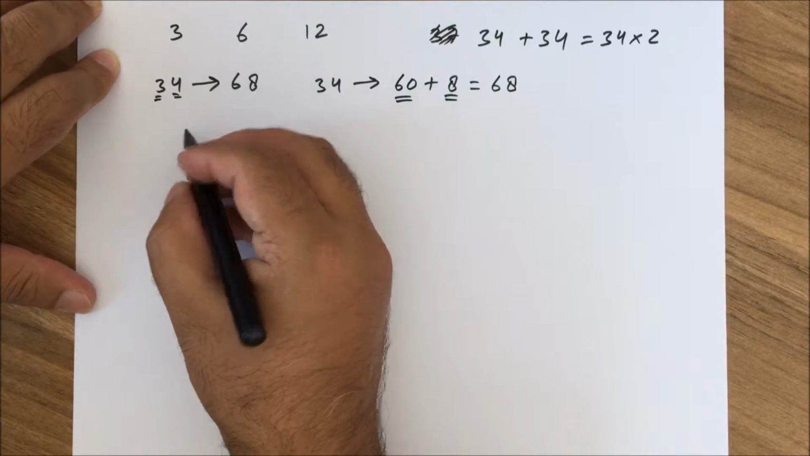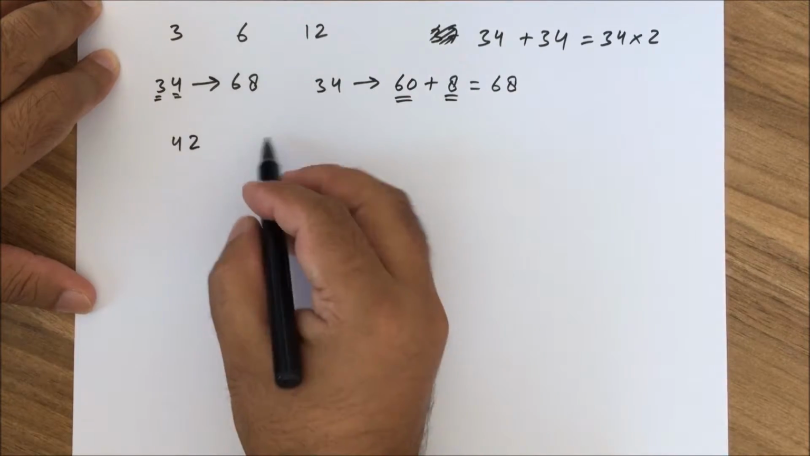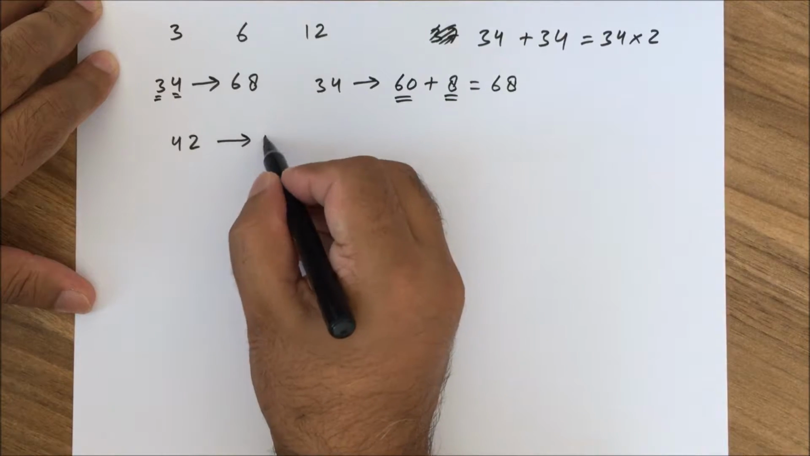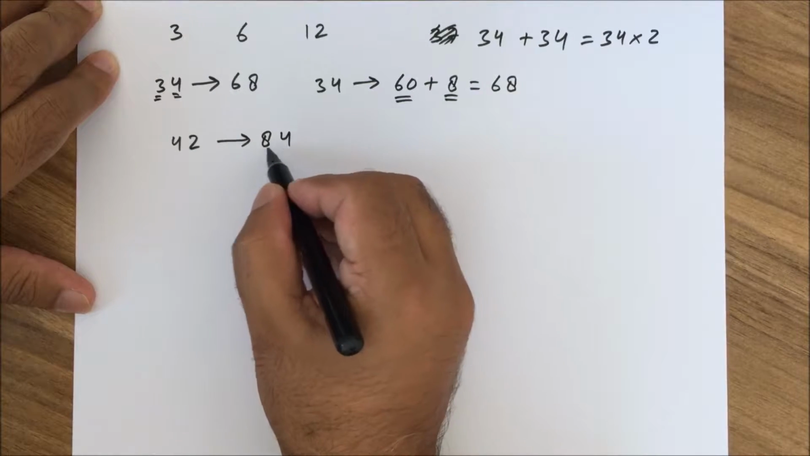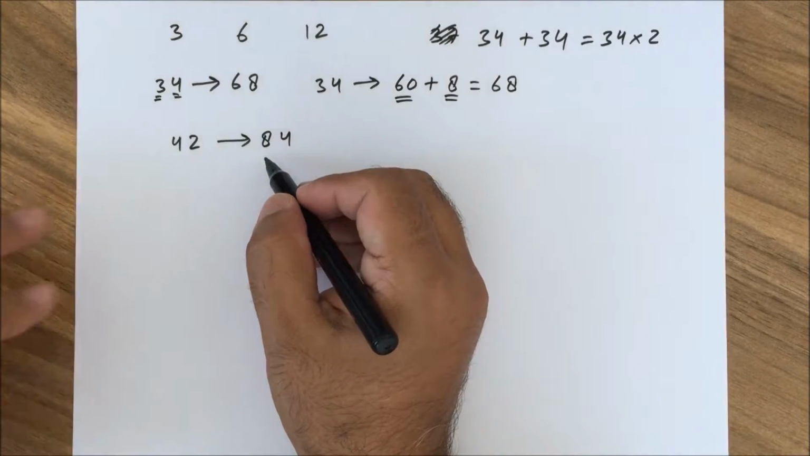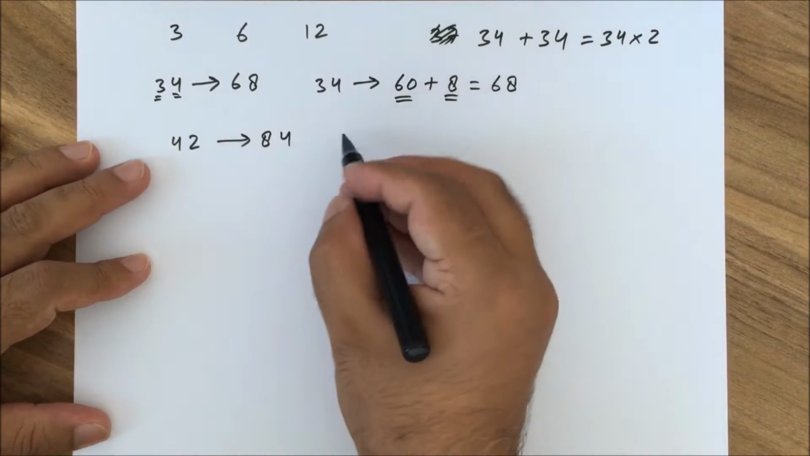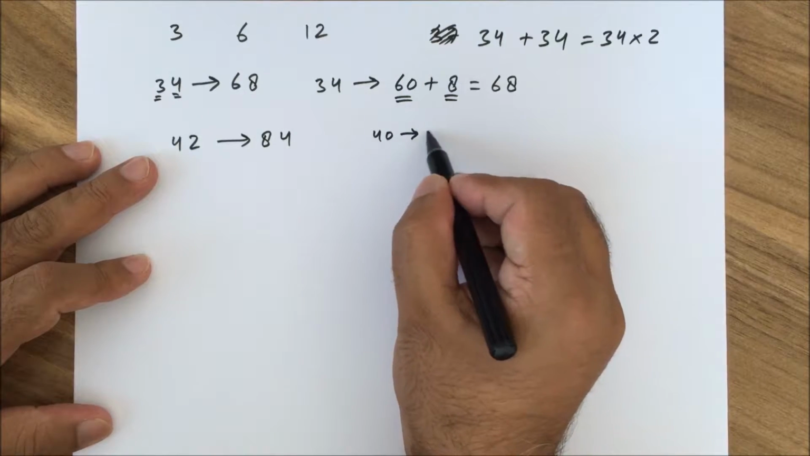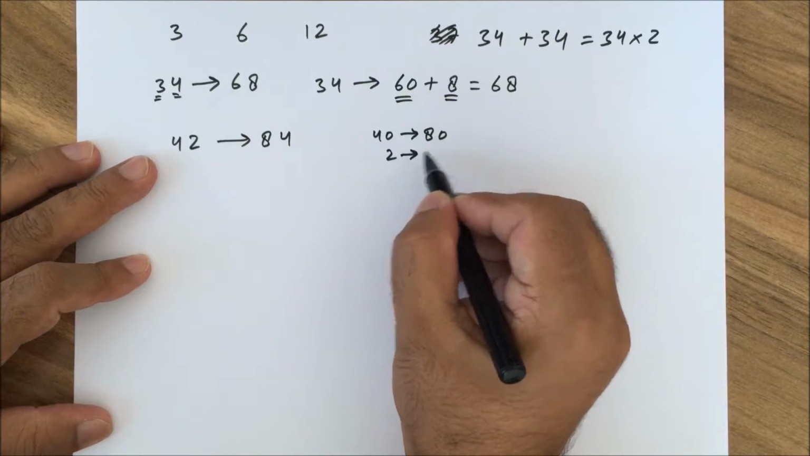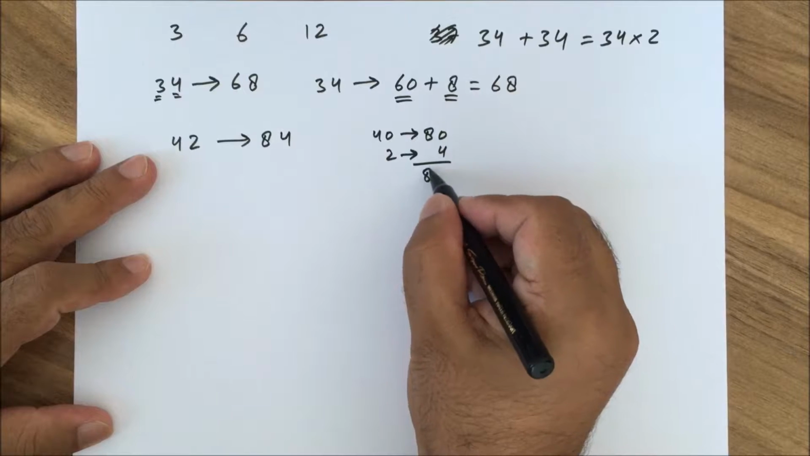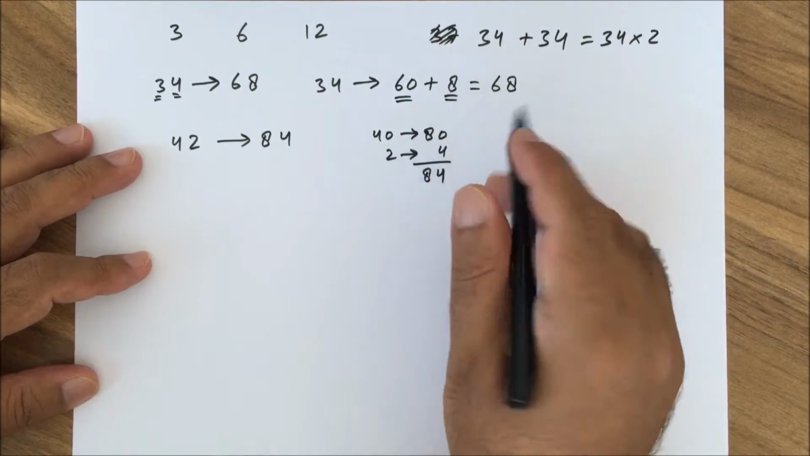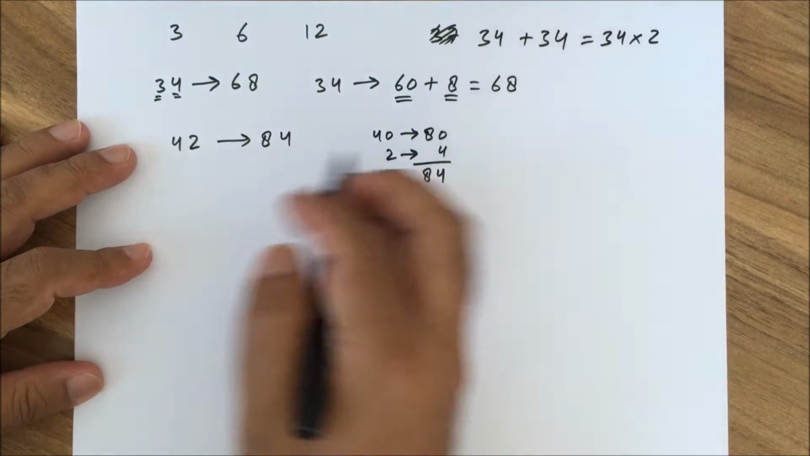Okay, let's say we want to double 42. So as I said before, double of 4 is 8 and double of 2 is 4. So 84 is double of 42. Or you can say double of 40 is 80 and double of 2 is 4. So you add them to make it 84. Either way you do, you should be able to do it in your mind quickly.